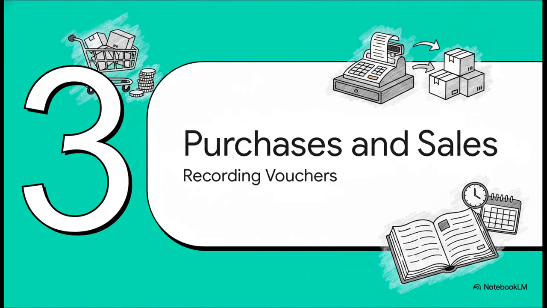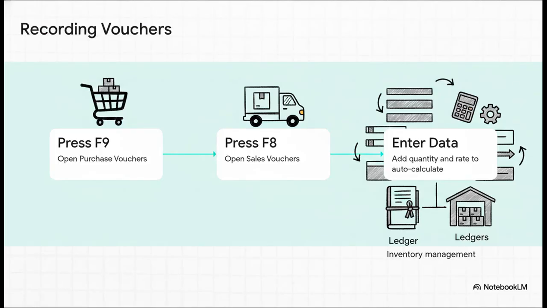All right, Section 3, recording purchases and sales. Tally relies heavily on keyboard shortcuts to keep you moving fast. From the accounting voucher screen, F9 is your dedicated key for purchase vouchers, and F8 brings up your sales vouchers. The magic here is that once your ledgers are tied to your inventory, you just enter the item, the quantity, and the rate, and boom! Tally instantly auto-calculates the final values.